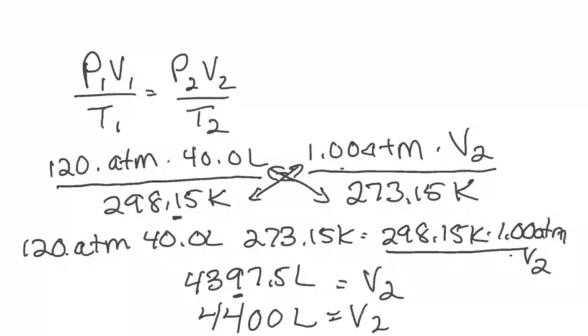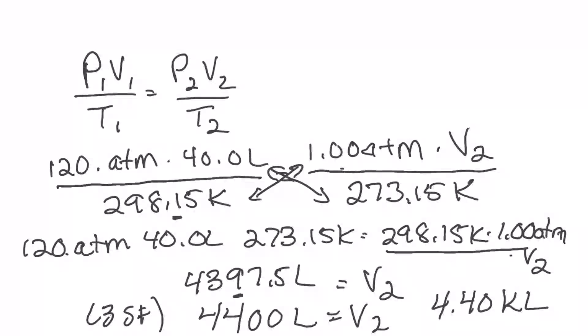But that looks like 2 significant figures. So what am I going to do? You could write 3 sig figs in parentheses. Or I could change this to kiloliters, which is 4.40 kiloliters, or do something so I know that there are 3 significant figures.